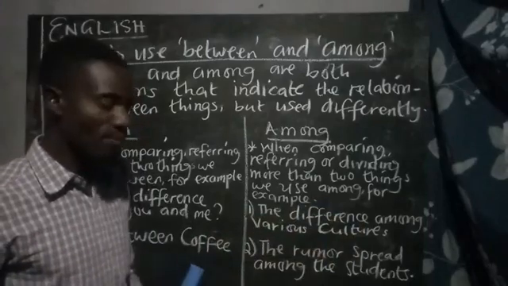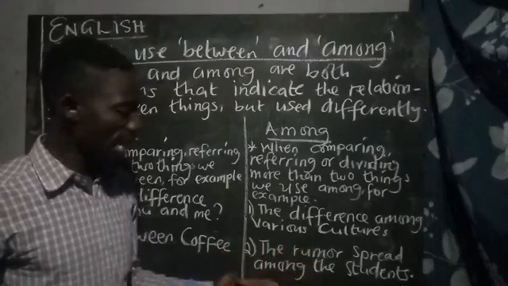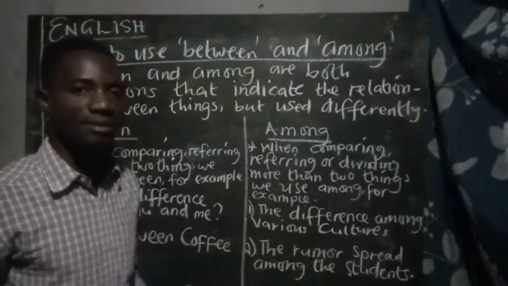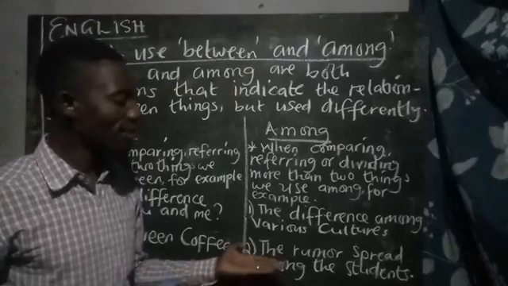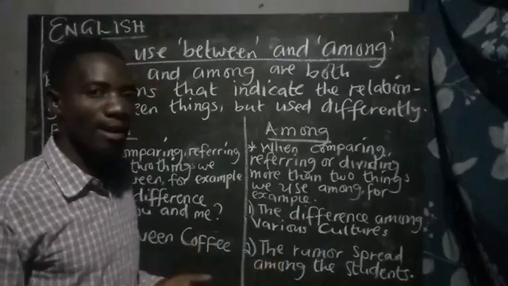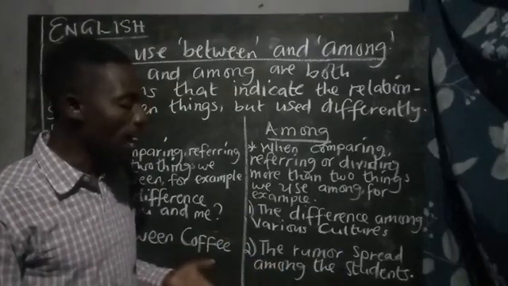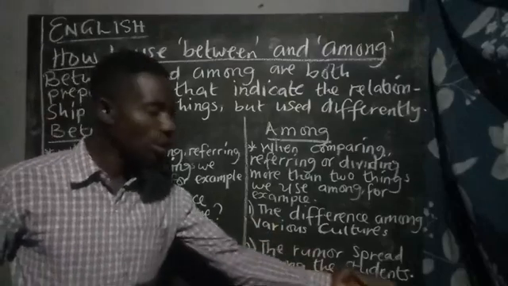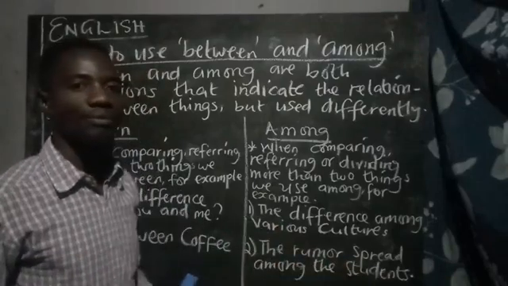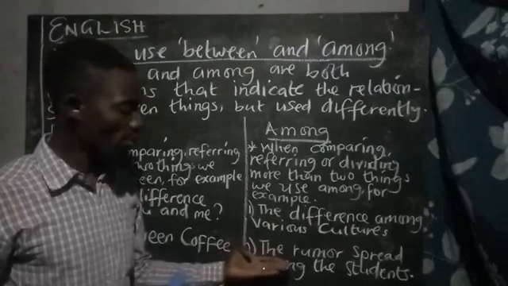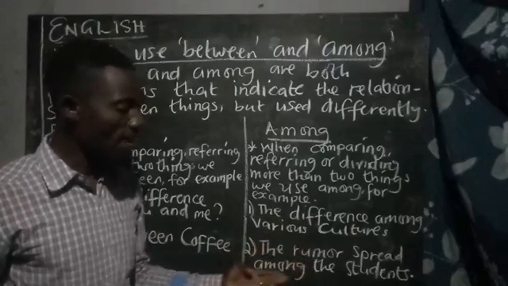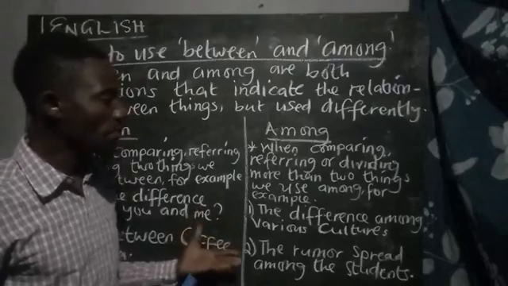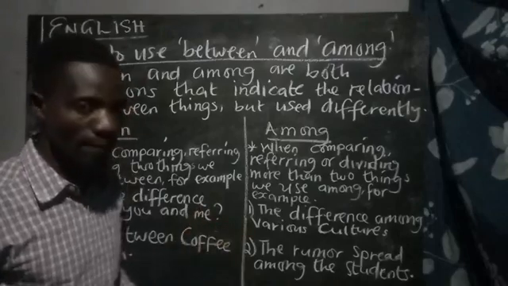Let's look at a second example. The rumor spread among the students. In this case, we're referring to the spreading of the rumor, which was among the students. We use the word among because we are referring to a lot of students, more than two. So the rumor spread among the students. This is how we use the two prepositions among and between.